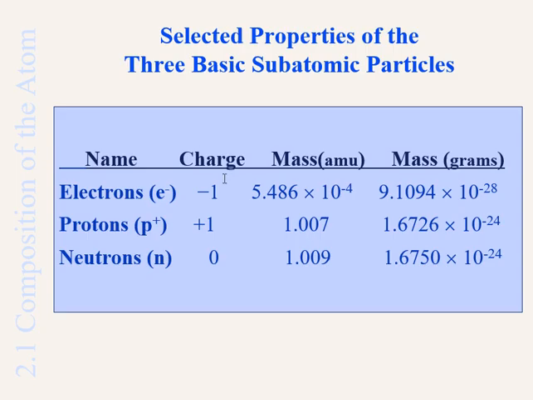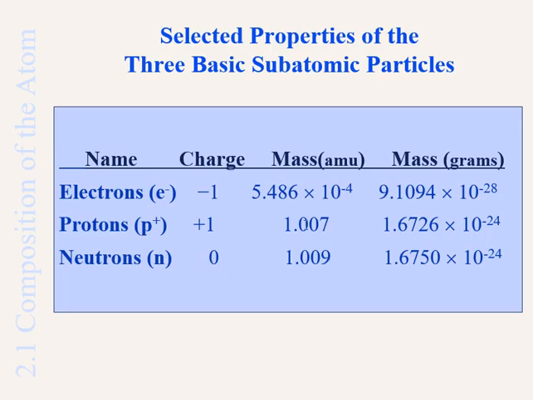Finally, here are the properties of protons, electrons and neutrons given to you here in the table. We already talked about the charge of an electron being -1, the charge of a proton being +1. One proton is +1. If you had 2 protons, that's +2, and so on. Neutrons carry no charge, it's 0.